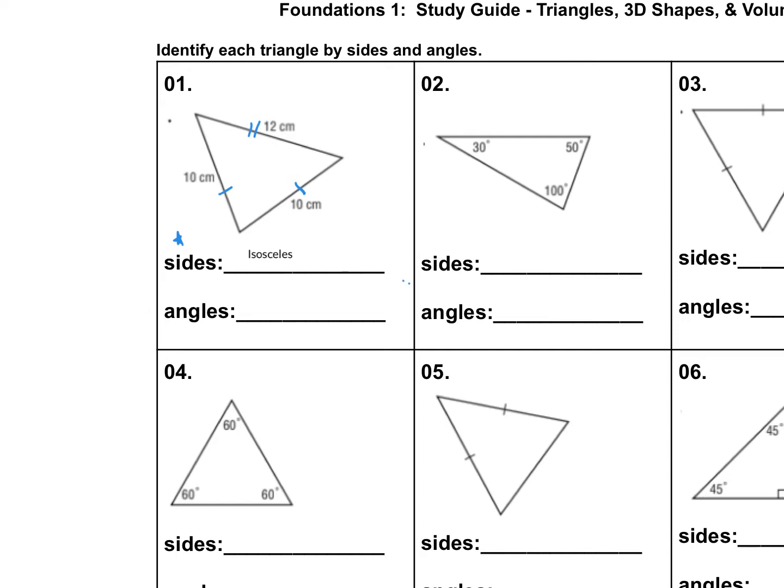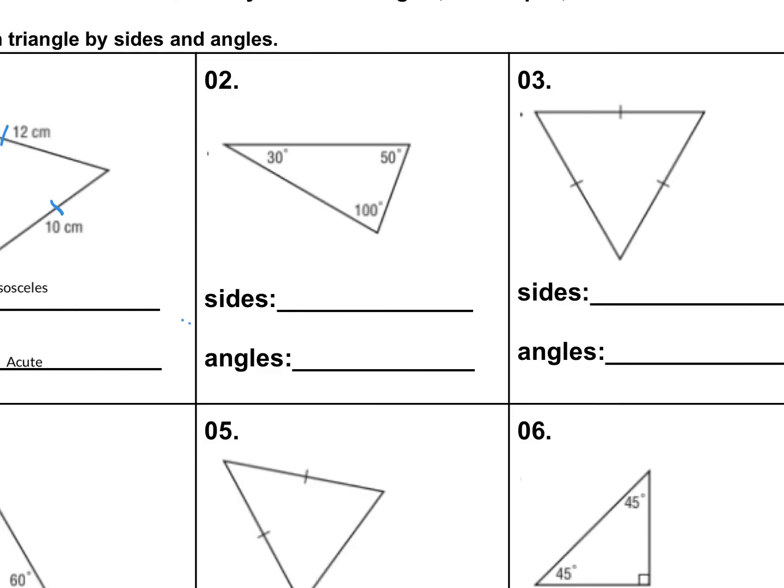Now, looking at the angles, if I'm looking here at my measurements, I know that I don't have a right triangle because I don't have any right angles and I don't have any obtuse angles. So this must be an acute triangle. Remember, it only needs to have one acute angle in order for it to be an acute triangle.